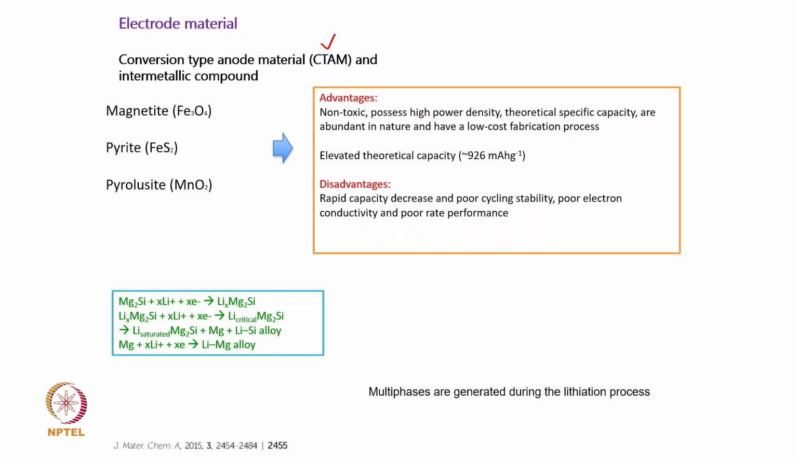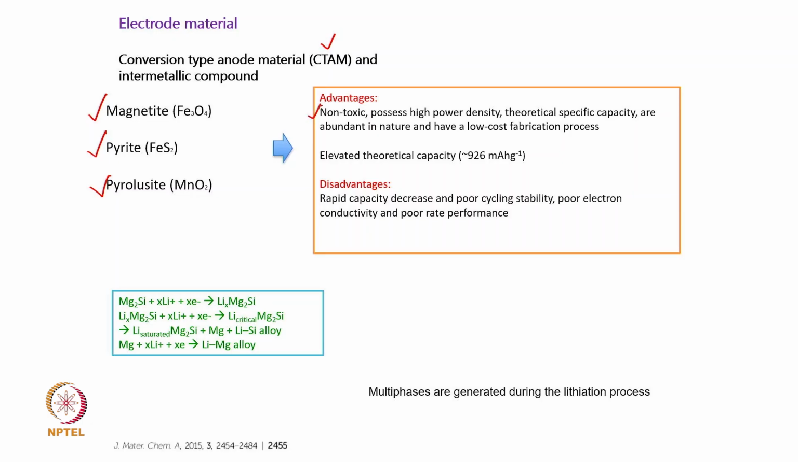So, what are the typical examples? Typical examples are, say, magnetite or Fe3O4, pyrite, FeS2, pyrolusite, MnO2, etc. These are all typical examples of CTAM. Apart from that, people have also studied sulphide, like MoS2, or carbide, nitride as anode material for lithium ion battery. So, what are the advantages of using these particular materials as anode material in the lithium ion battery?